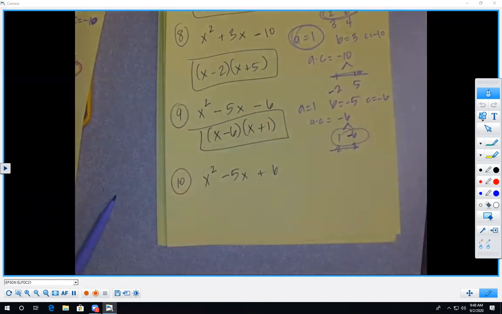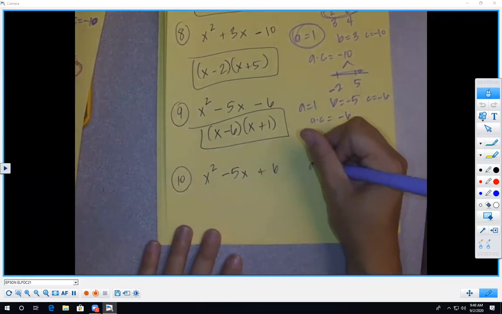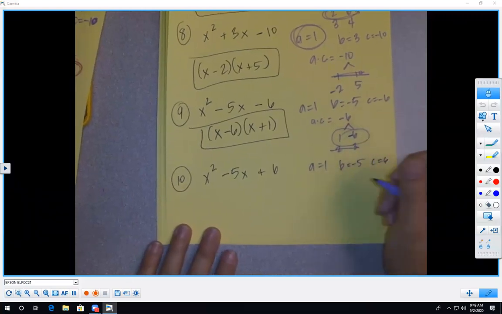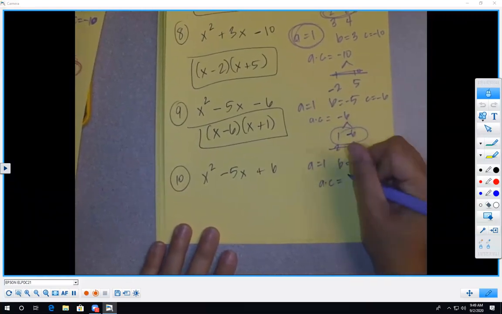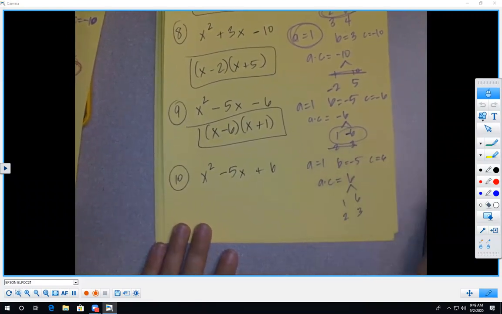Look at 10. 10's the other version of that problem. So A is 1, B is negative 5, C is 6. A times C is 1 times 6, which is 6. My options are still the same, 1 and 6, 2 and 3.